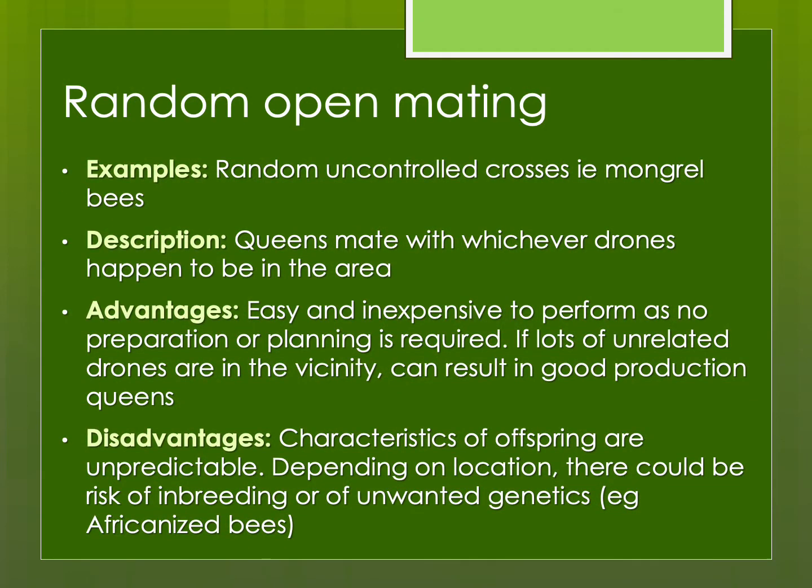So basically, with the random open mating, the queens mate with whatever drones happen to be flying around. It's easy, you don't have to really do any planning at all. If there's lots of unrelated drones in the vicinity, these can result in good production queens. But you just don't know what the offspring are going to be like, so there's a risk of unwanted genetics. Or if you're in a very isolated location, like a mountain valley or something, and you're only breeding with your own bees, and you don't have enough genetic diversity, then you could have inbreeding problems. That's pretty unlikely unless you're in a place that's very isolated, however.